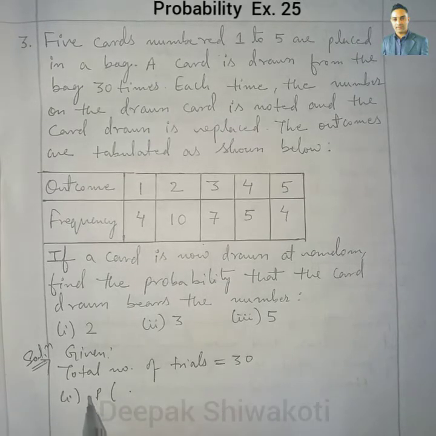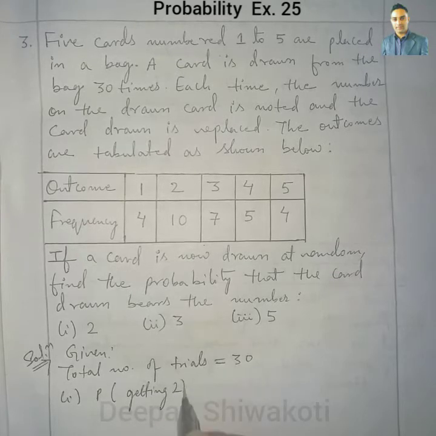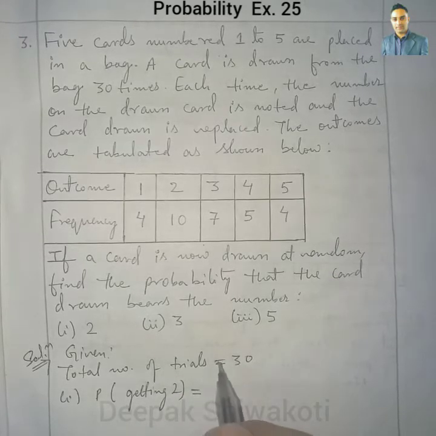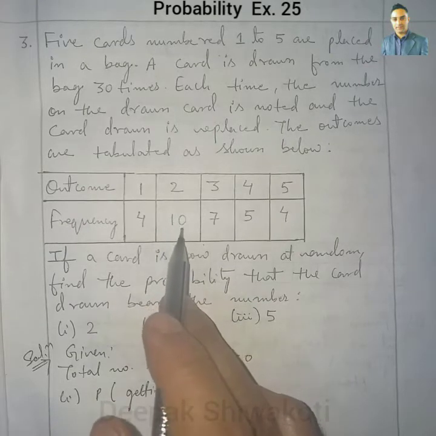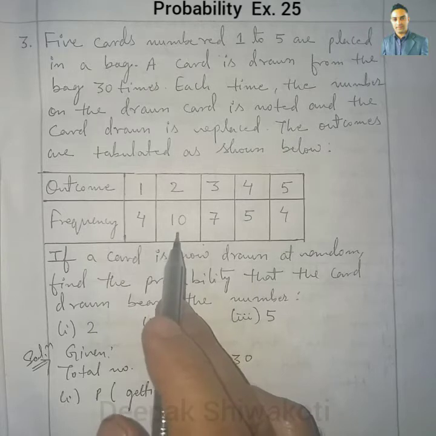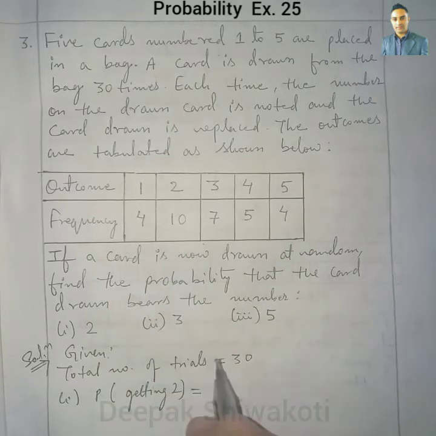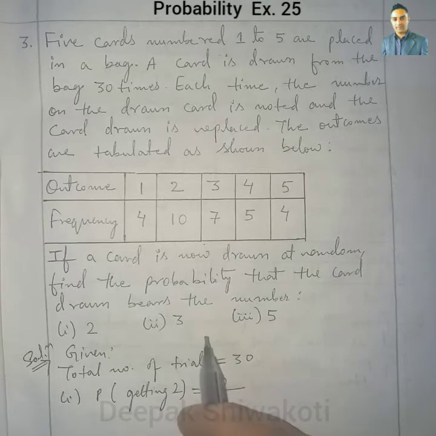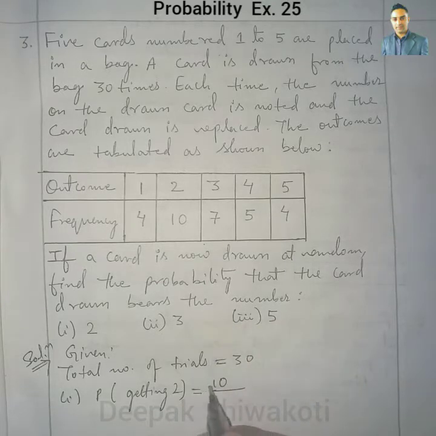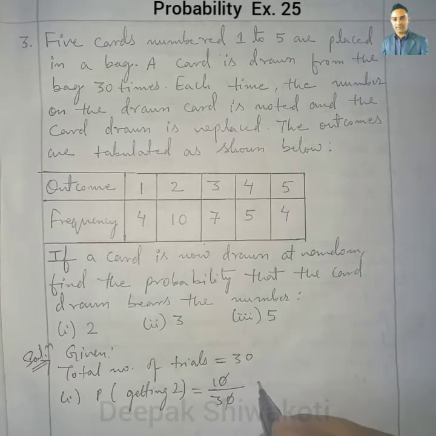Now probability of getting 2 is given by, so here 2 is obtained 10 times, isn't it? So here 10 by 30, total number of trials. So here the zeros cancel, probability of getting 2 is 1 by 3.